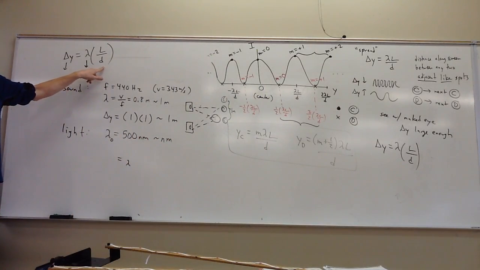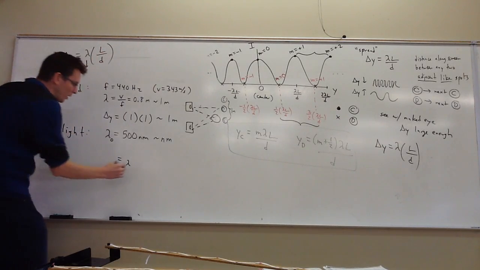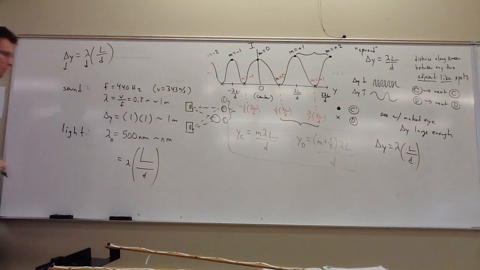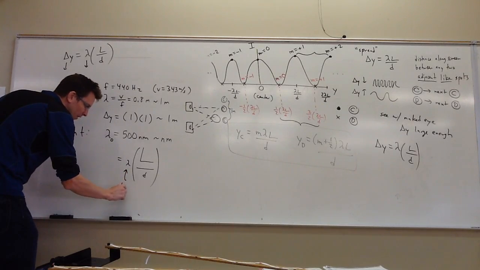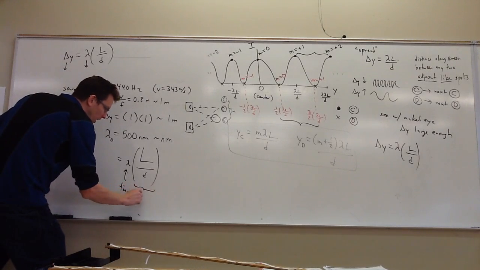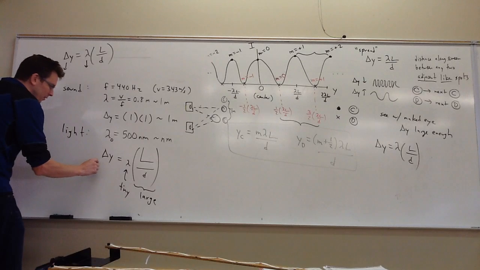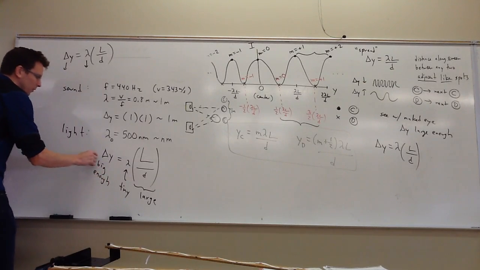So what do we want to do to L over D? L bigger and D smaller. We want this ratio to be very large, right? So big L, small d. To combat the fact that we have a tiny wavelength, we're going to have this ratio be very large so that the delta y might be big enough to be able to see the pattern. Okay?